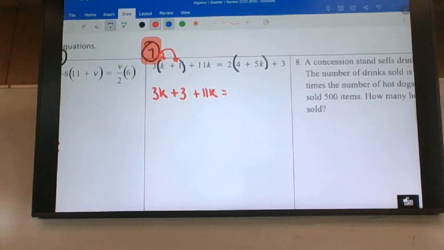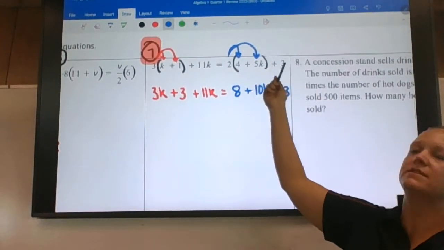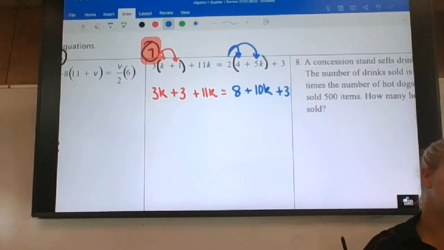And now I'm going to distribute over here, multiply 2 in here. 2 times 4 is 8. 2 times 5K is 10K. And then I just bring the 3 down. Do not distribute past the parentheses. Distribute into the parentheses and then just bring that other guy down.